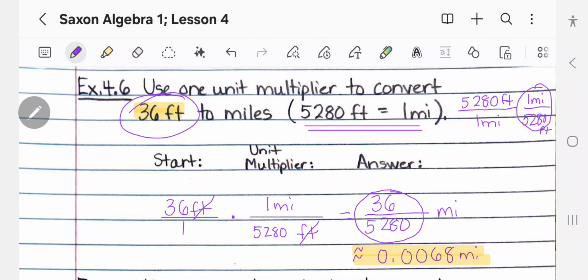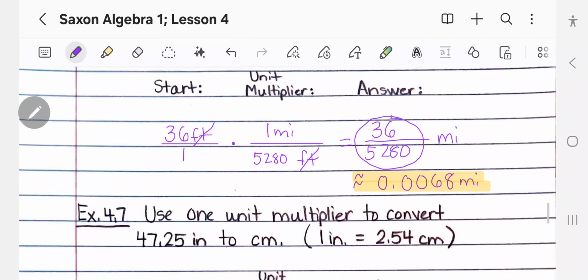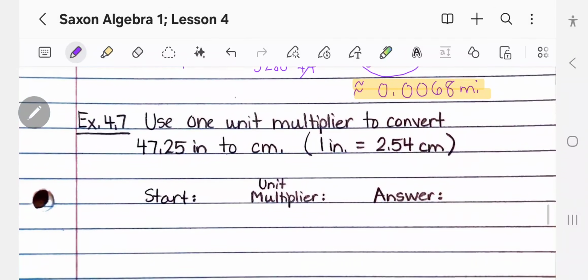Now, I did look ahead, and they're going to tell you certain times not to use a calculator because they're wanting to check your computation. So just go by the directions, okay? They'll tell you if they don't want you to use a calculator. And here, I believe they wanted you to.